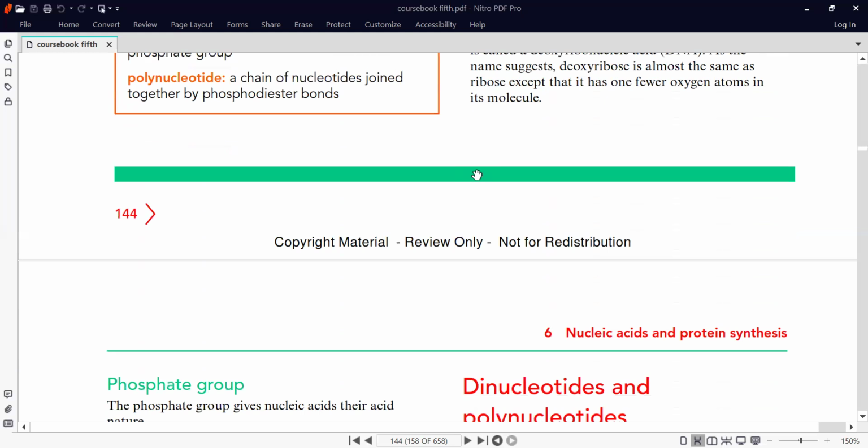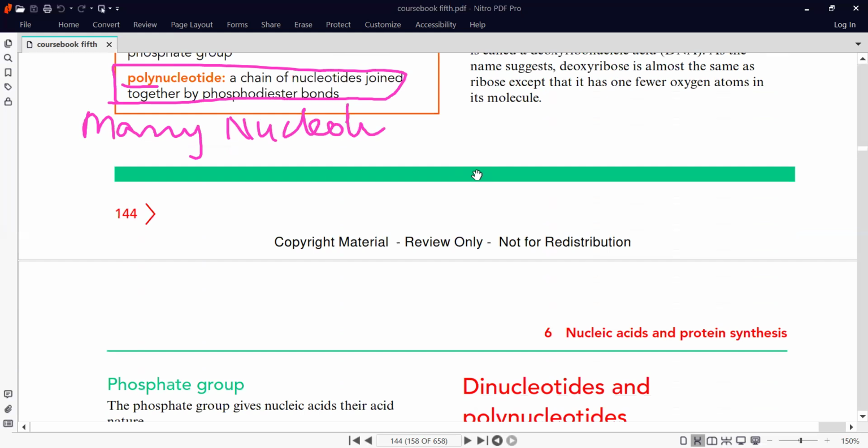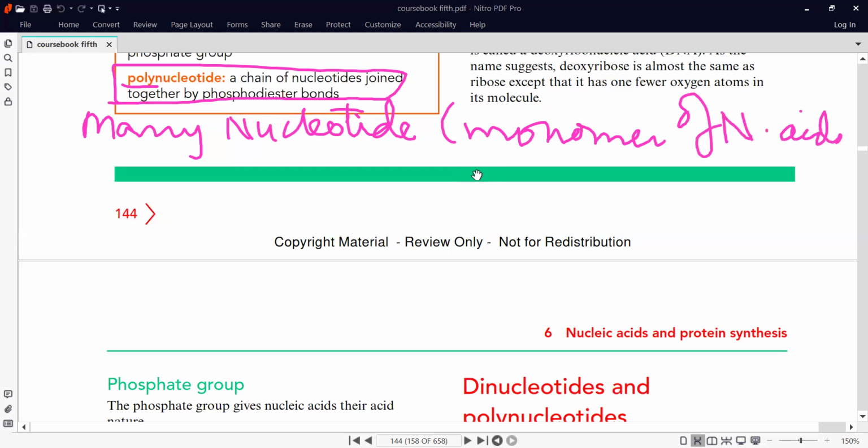DNA and RNA are made up of polynucleotides. Poly means many, so they are made up of many nucleotides. And what is a nucleotide? Nucleotide is the monomer or micromolecule of nucleic acids. It means DNA and RNA are made up of nucleotides.